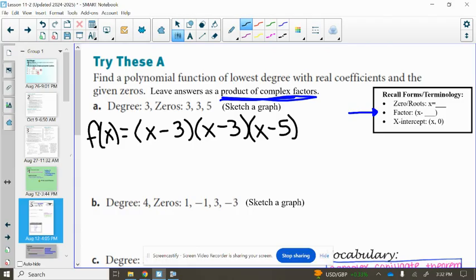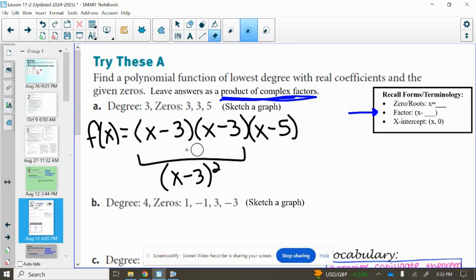Now, sometimes you might see this piece here represented as x minus 3 quantity squared, but when they ask us to write it as linear factors, we tend to just leave it in that factored form with each one written individually, although we do know that that means that there is a multiplicity there.